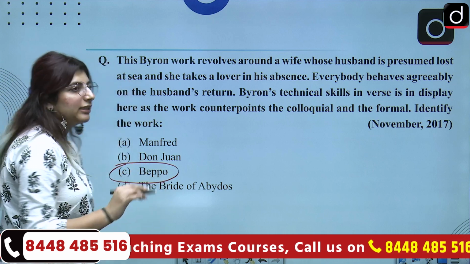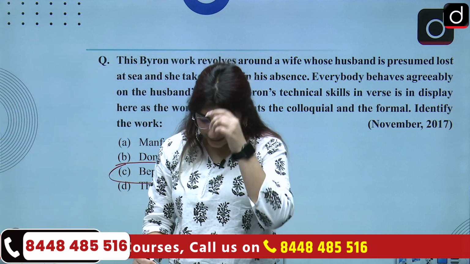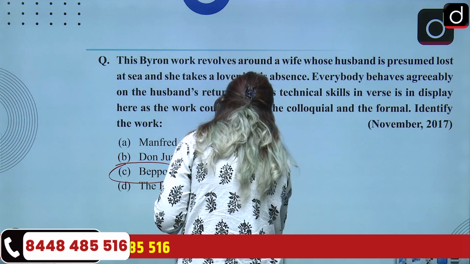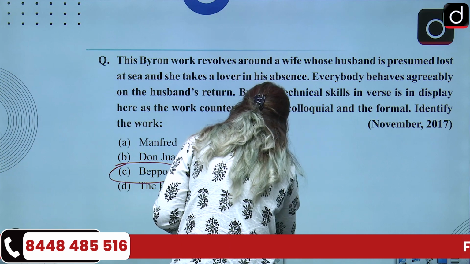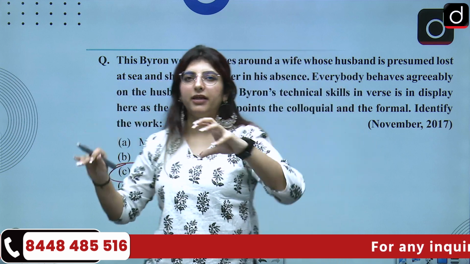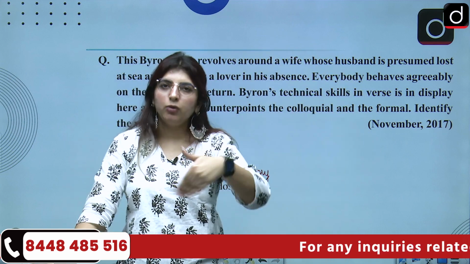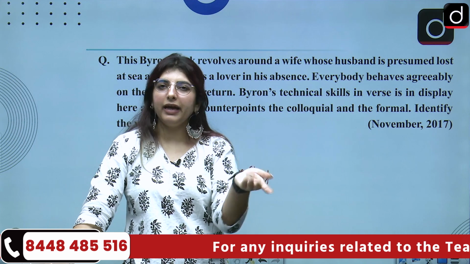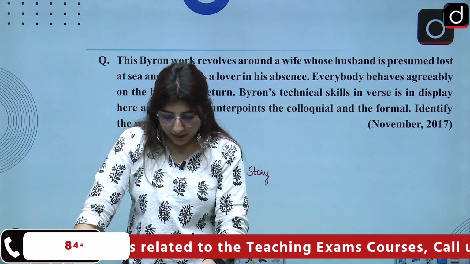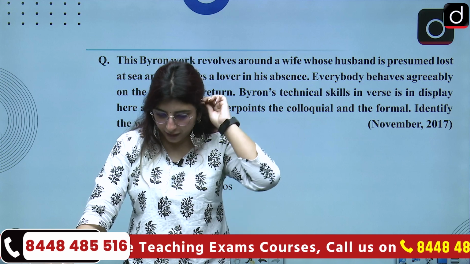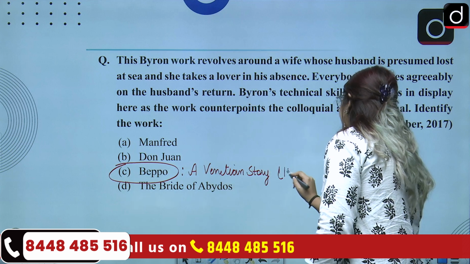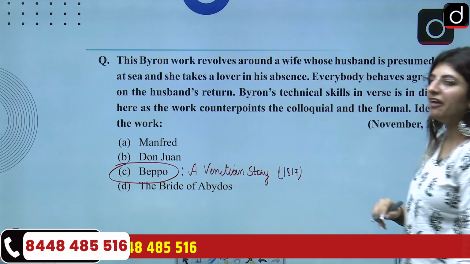Beppo ka full title note down kariye. Beppo, the full title of this is Beppo: A Venetian Story. Subtitle kya hai? A Venetian Story. So, as you know, humko summary to yahan pe pata chal gayi. It's about a woman whose husband goes at sea, absent ho jata hai, and she takes a lover in his absence. Theek hai? So, this is what we have here, Venetian Story, 1817 mein likhi gayi thi ye, in the year 1817. The other works, we have Manfred.